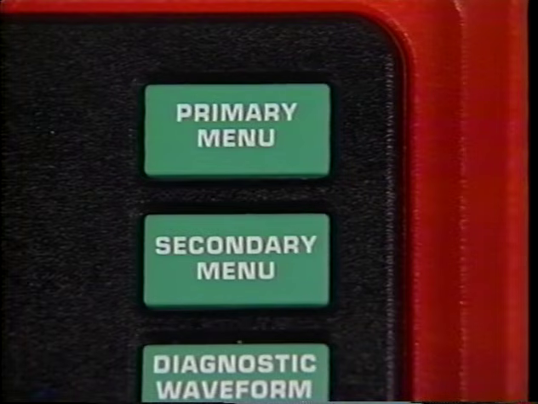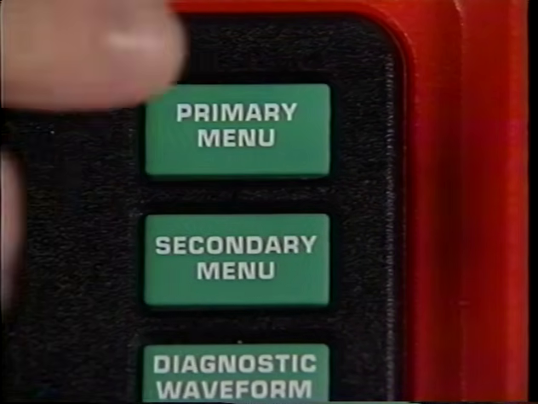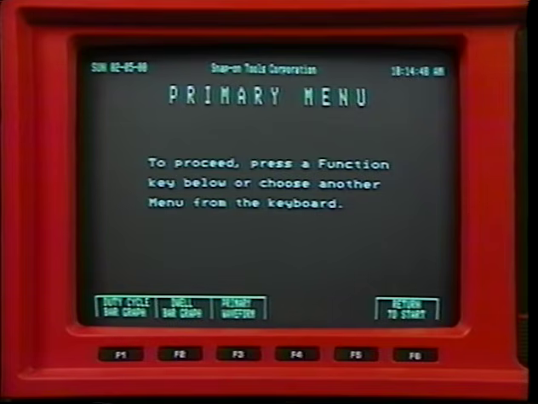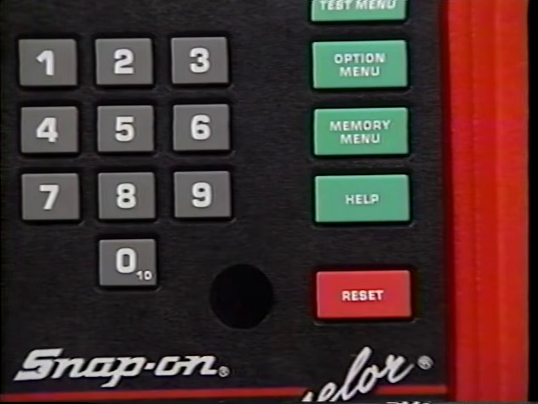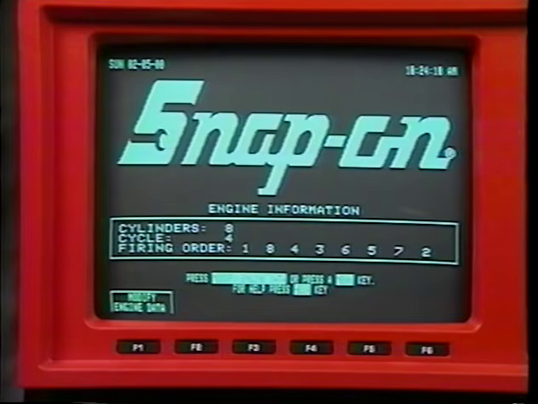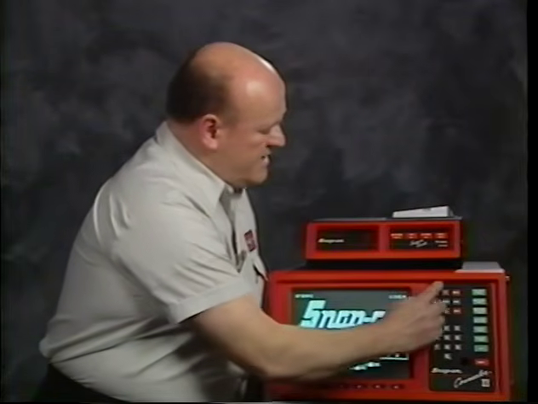The green keys are the menu keys. They will take you directly into the diagnostic test menus. From here you can go to the test you want to do. Menu keys also take you to the scope setup options, memory, and help screens. The red reset key enables you to restart the scope's computer just as if you turned the power off and on. These keys are called feature keys.